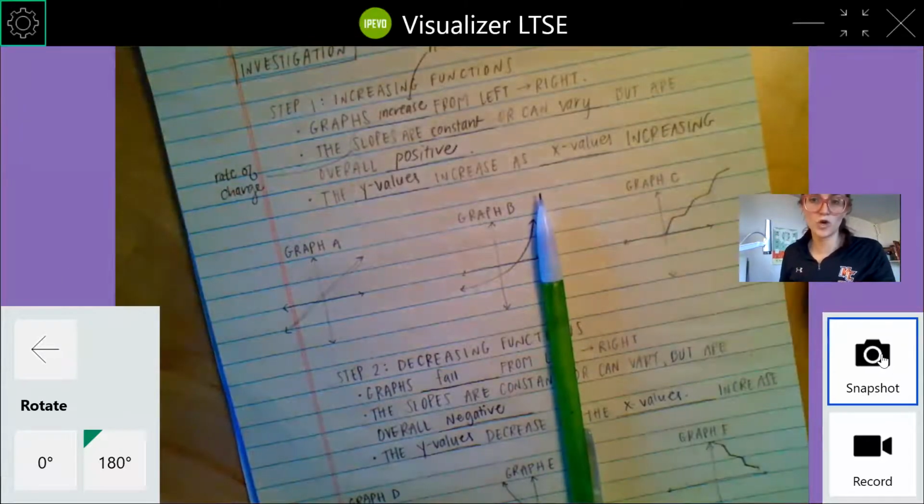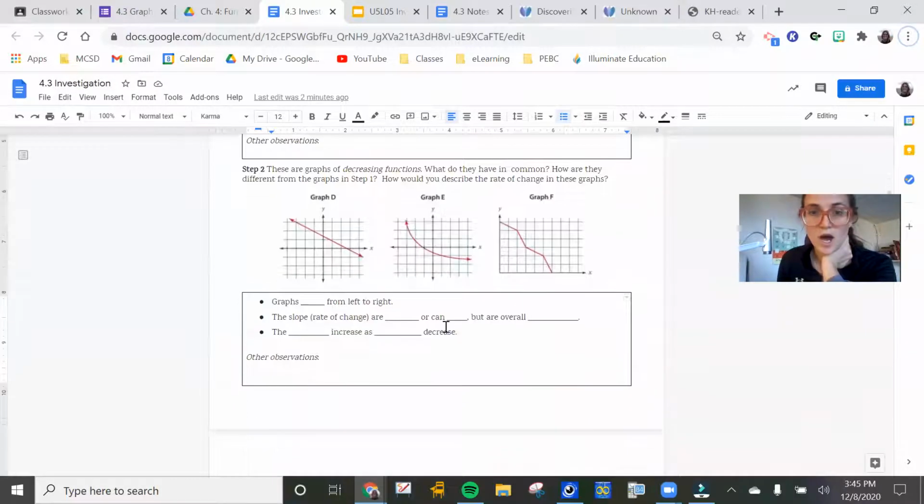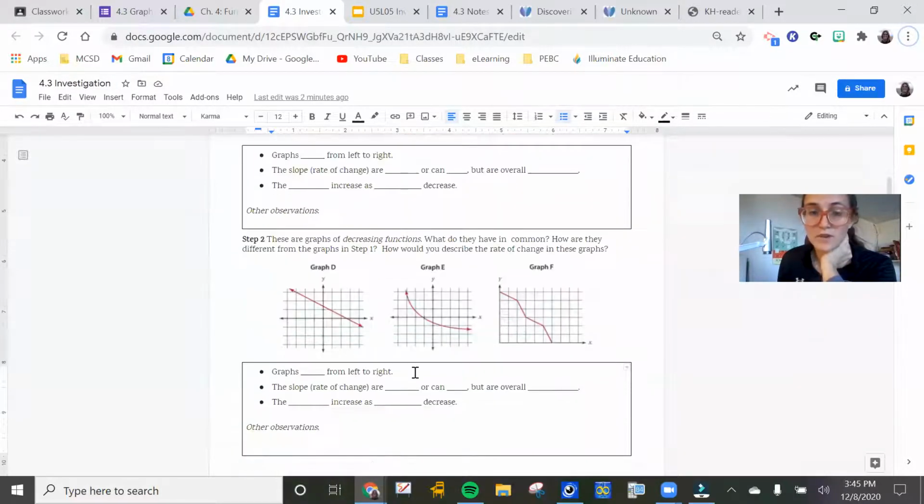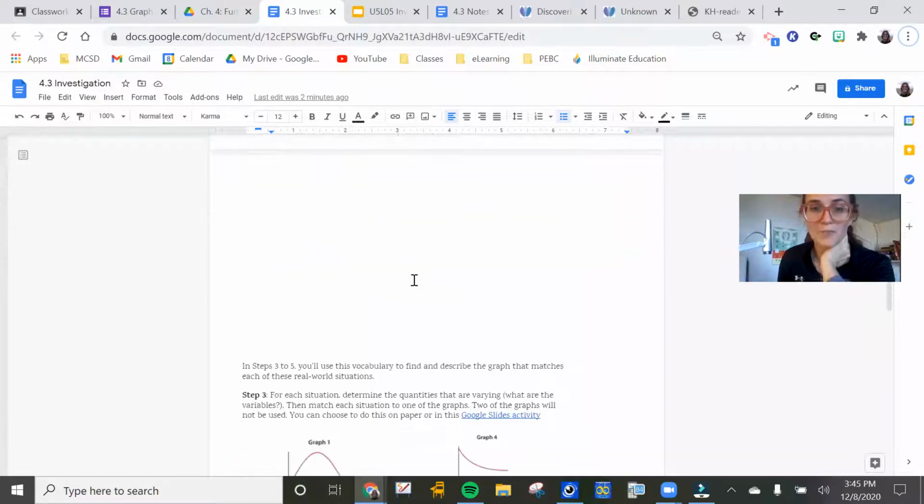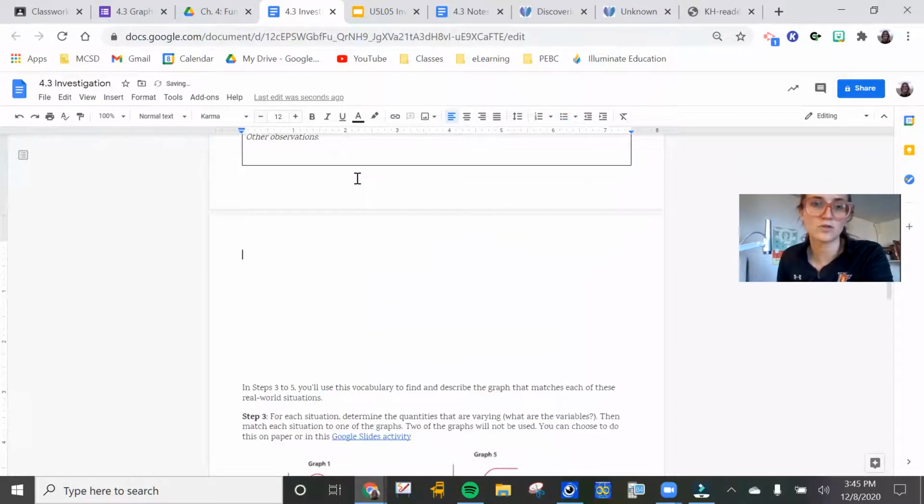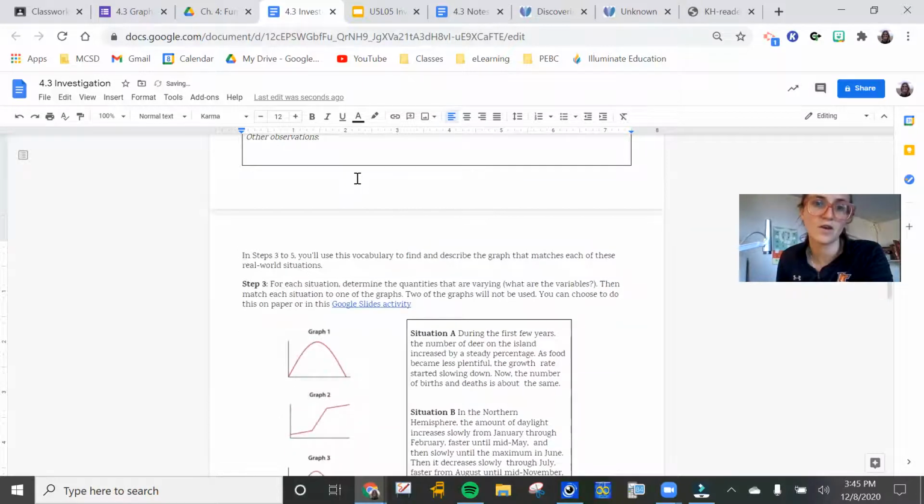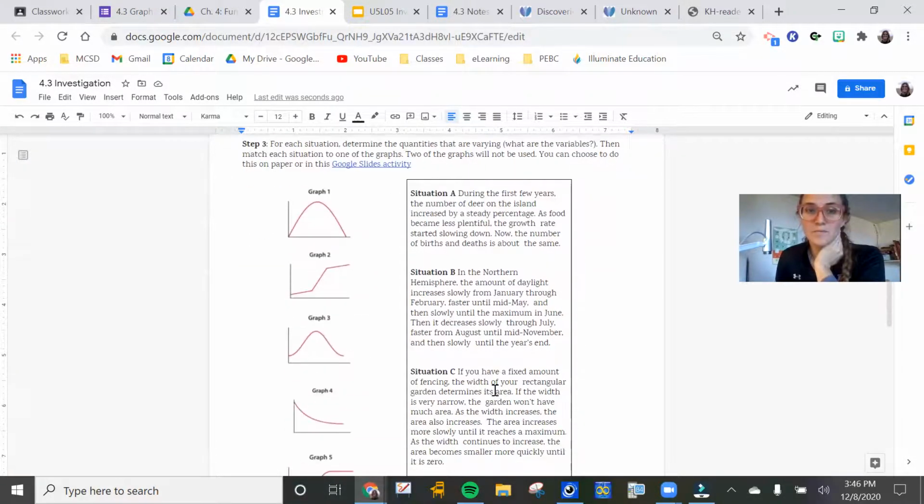So now what I want you to do is go back to your investigation. You should have these filled out with what we just talked about. And then in steps 3 through 5, we're going to use vocabulary to find and describe graphs that match each of these real-world situations. So first thing we want to do is step 3, where for each situation, we're first going to determine the quantities that are varying. So what are the variables? And then we're going to match each situation to one of the graphs, okay?